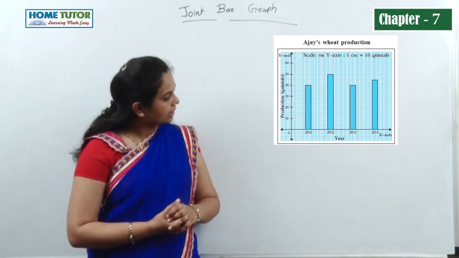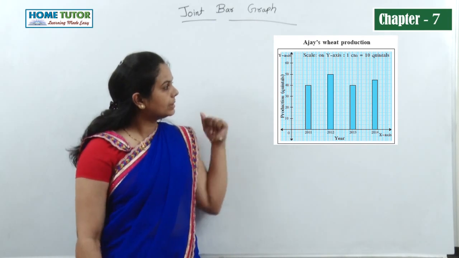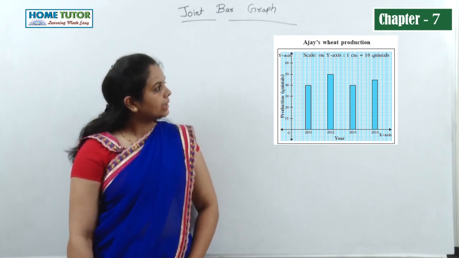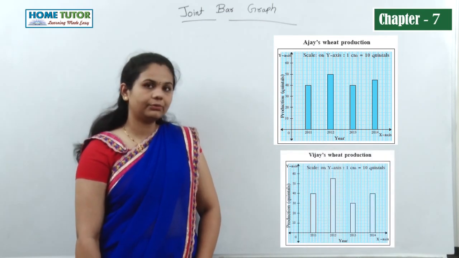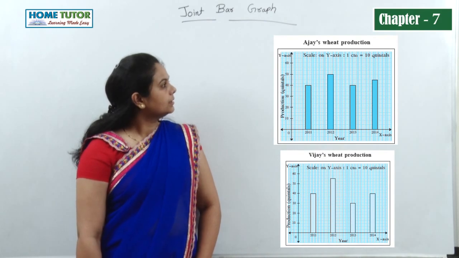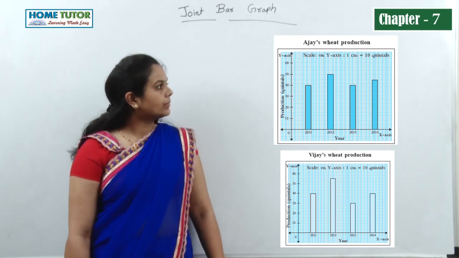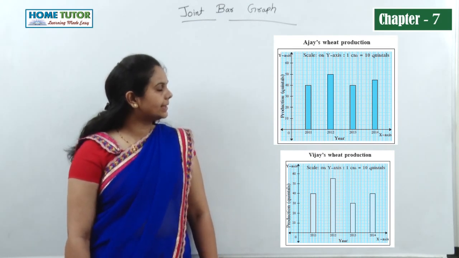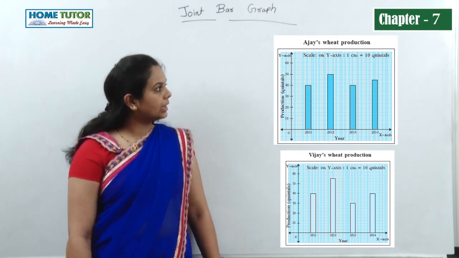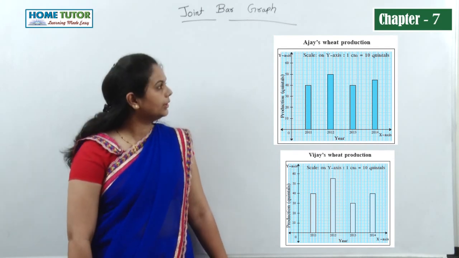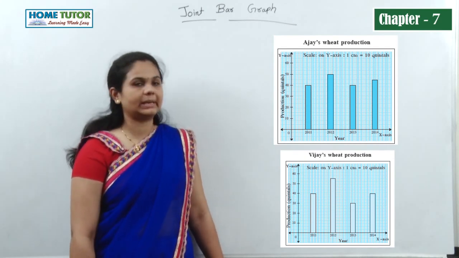Second is bar graph representing wheat production of Vijay. दोनों में similarities क्या है? तो years are same, that is 2011, 12, 13 and 14, and the production is in quintal. The data is same, but both are represented in different bar graphs. Suppose I have to compare both the production. I want to compare production of Vijay and Ajay both at the same time.